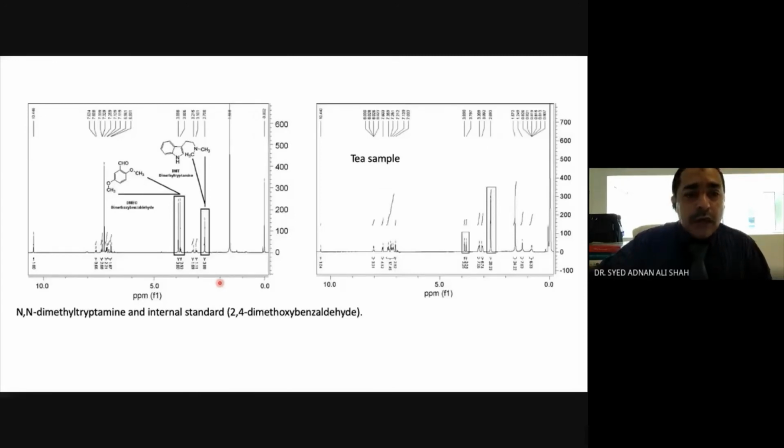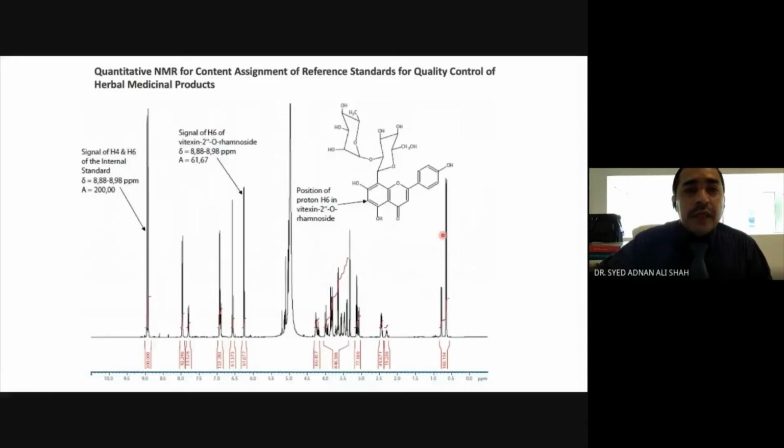So this is also the analysis of the presence of a compound, or the quantification of compounds, in a tea sample. So this is also the quality control of herbal medicine in order to do the quantification by NMR.